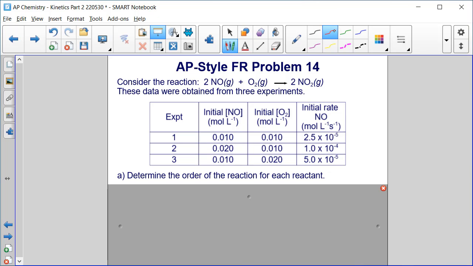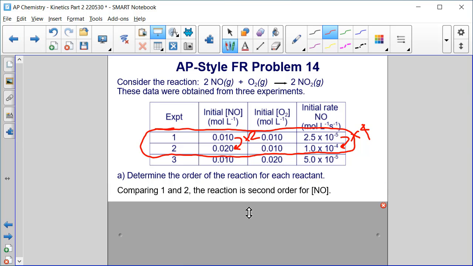Okay, so first let's determine the order of the reaction. We've got to do that by comparing the experimental data. So let's look at reactions 1 and 2 first. Look what's happening here. The NO concentration is doubling, O2 is staying the same, so we're only finding the impact that NO concentration has on the rate. So we have 2.5 times 10 to the minus 5 and 1 times 10 to the minus 4. To go from here to here, what's happening to the rate? It is quadrupling. So if I double the concentration and quadruple the rate, we call that second order. So second order for NO.